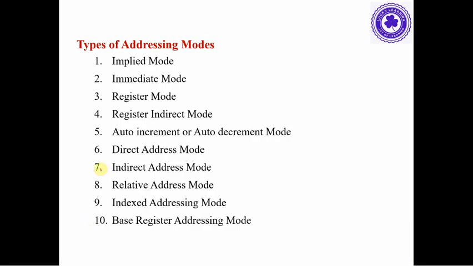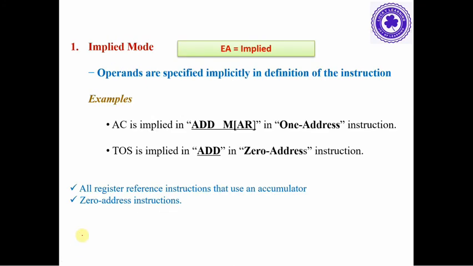There are a total of 10 addressing modes that we are going to study to interpret the address part of the instructions. Those are called implied mode, immediate mode, register mode, register indirect mode, auto increment or auto decrement mode, direct address mode, indirect address mode, relative address mode, indexed addressing mode, and base register addressing mode. We'll discuss each one of them in detail with an example.